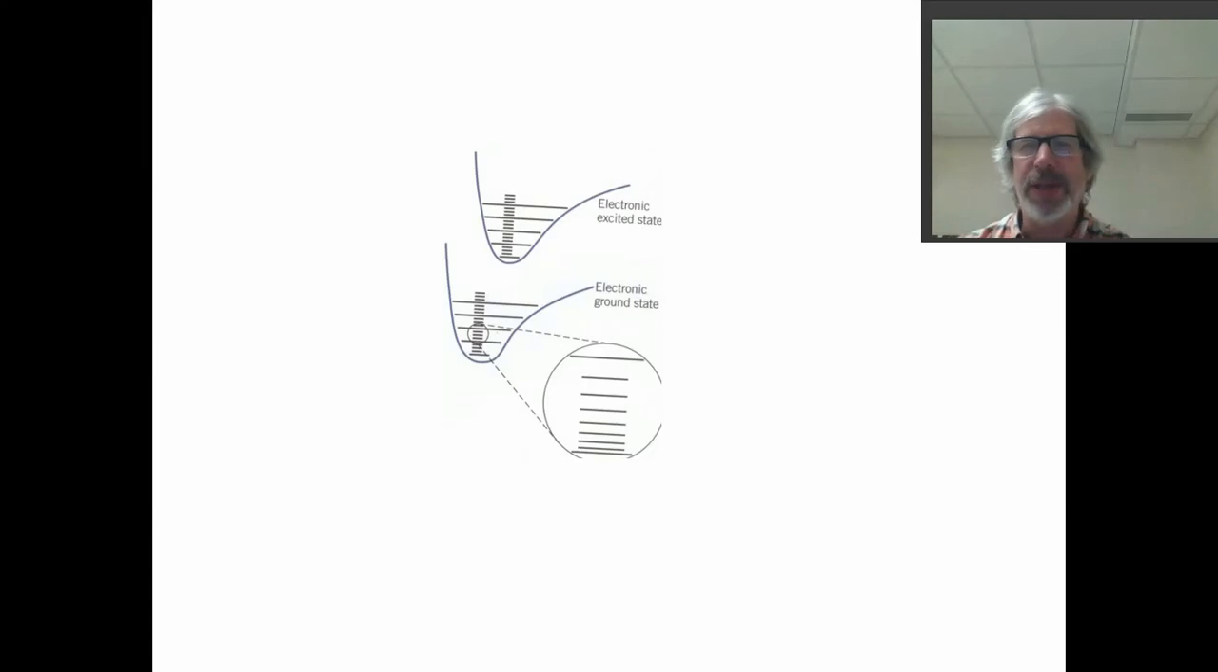Hi everyone. In this video we're going to look at the rotational and vibrational spectrum of diatomic molecules. On the slide here I'm showing two different electronic states. This would correspond to, for example, in the hydrogen atom when you have n equals 1, n equals 2.